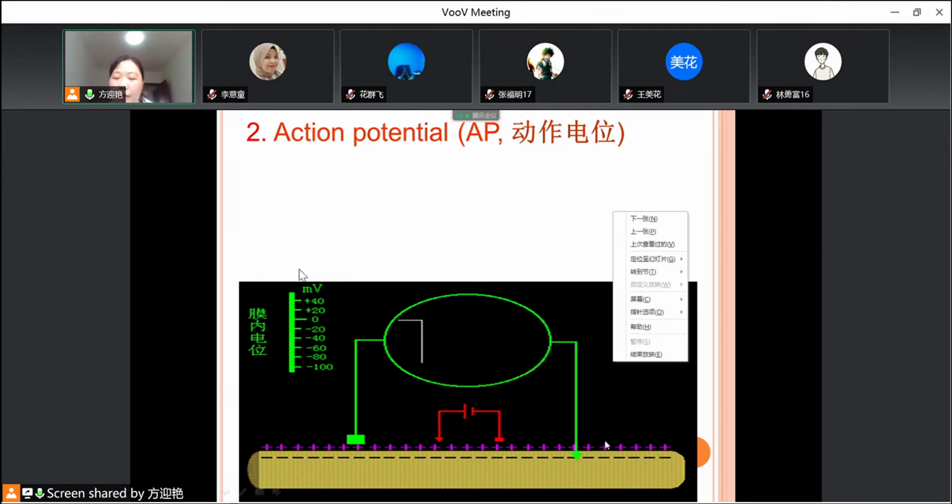Here, outside the cell membrane the potential is zero, and inside the cell membrane it is negative, lower than zero, about negative 90 millivolts. This is because the cell has not received a stimulation and is in the resting situation. The cell membrane is negative inside, and we call this situation polarization, the polarized state.